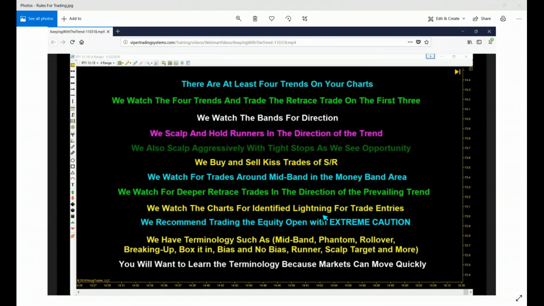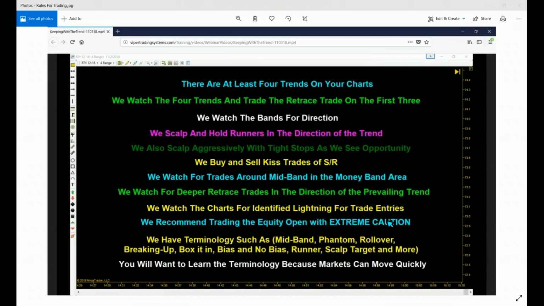We watch the chart for identified lightning. We're going to go over what identified lightning actually is. And we recommend trading the equity open with extreme caution. Because the equity open, if you were trading oil, to give an example, and you jump in a trade on Russell, you might be up a couple hundred, and then all of a sudden you're back to 10. You've got to really watch that instrument.